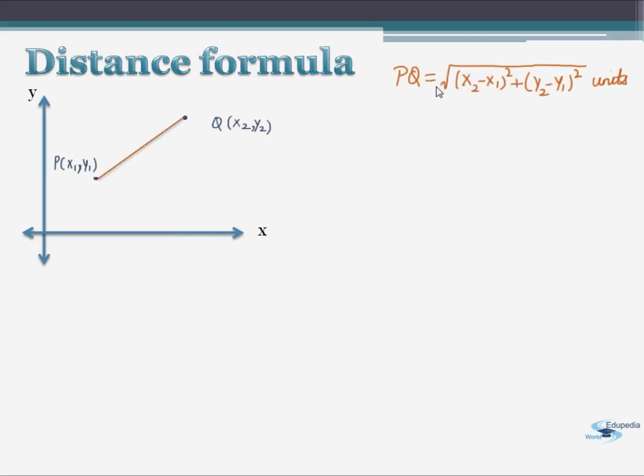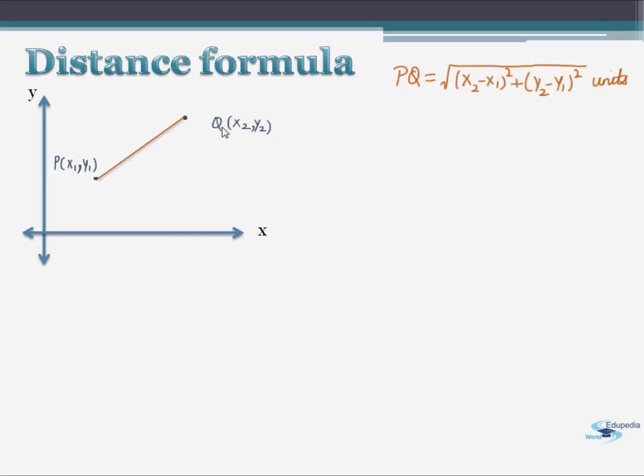Friends, suppose we are given 2 points on the Cartesian plane as P and Q such that their coordinates are x1, y1 and x2, y2 respectively. Then the distance formula says that the distance PQ is given as PQ is equal to under root of (x2 minus x1) whole square plus (y2 minus y1) whole square, and the corresponding units.